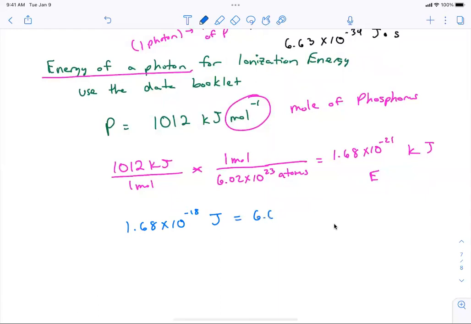is equal to 6.63 times 10 to the negative 34th joules times frequency. So then we divide by 6.63 e negative 34, and we get a frequency of 2.54 times 10 to the 15th seconds to the negative 1.